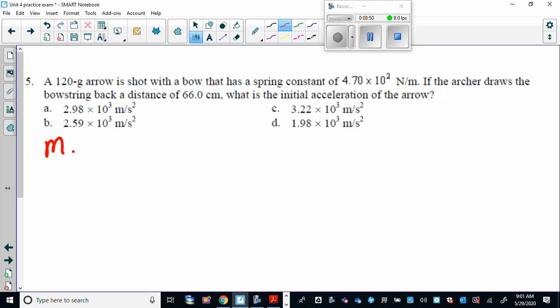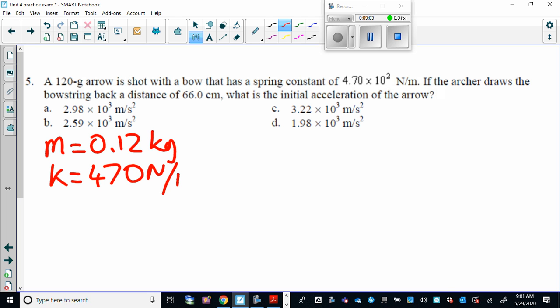We have the mass, 0.12 kilograms. We have the spring constant, 470 newtons per meter, or 4.7 times 10 to the positive 2. And we have the x value, 66 centimeters, 0.66 meters. And we want to know what's the acceleration.